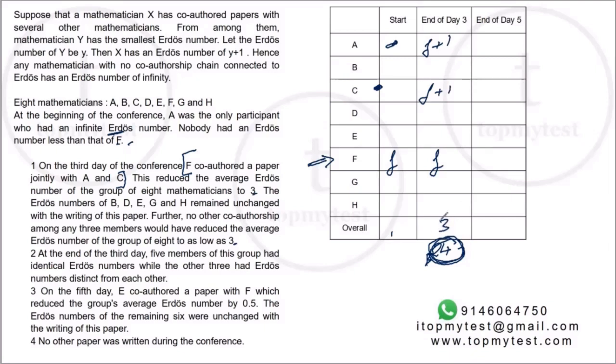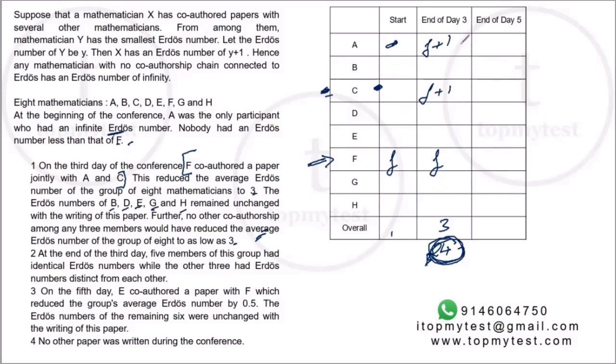The average would have been a slightly higher number. But because C was chosen, and C is the highest of the remaining people after A, the drop in the Erdős number total was the highest. So that's what it says. C had the second highest after A. We can look at this later on. So F has the lowest, C had the second highest. It also says the Erdős numbers of B, D, E, G, H remain unchanged with the writing of this paper, so these people remained the same.